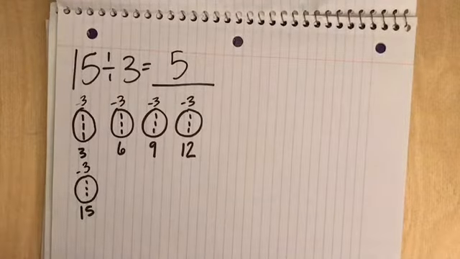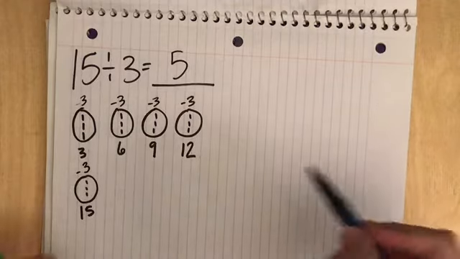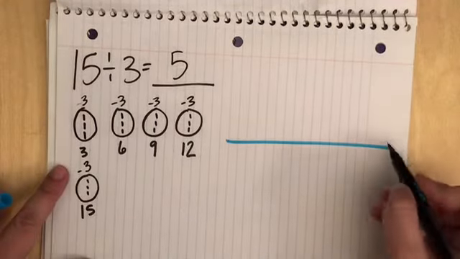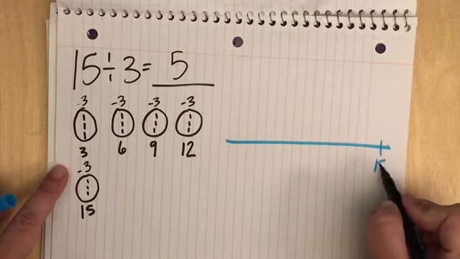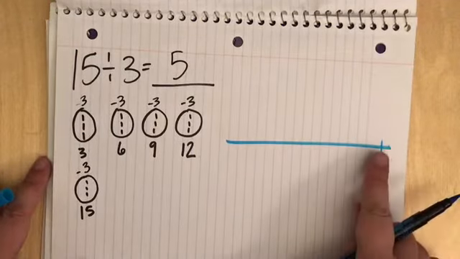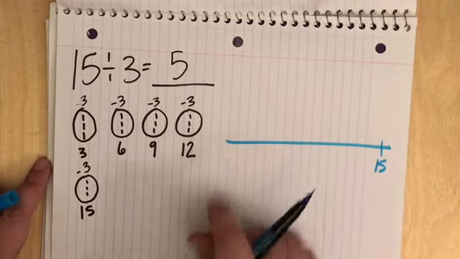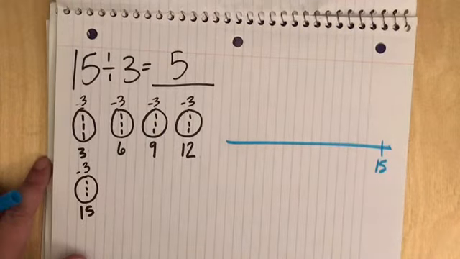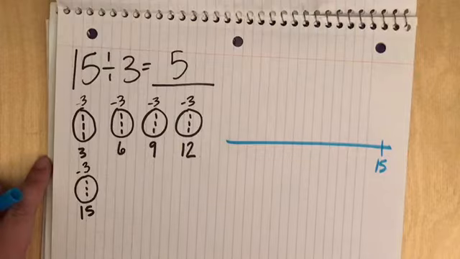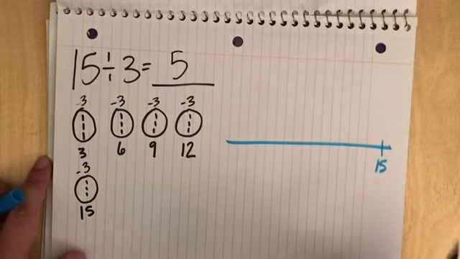Now let's do your number line. Draw your number line and start at 15. Then I want you to jump backwards by 3s until you get to 0. You should have 5 jumps backwards, but go ahead and try it to prove it to yourself. Press pause and press play when you're done.